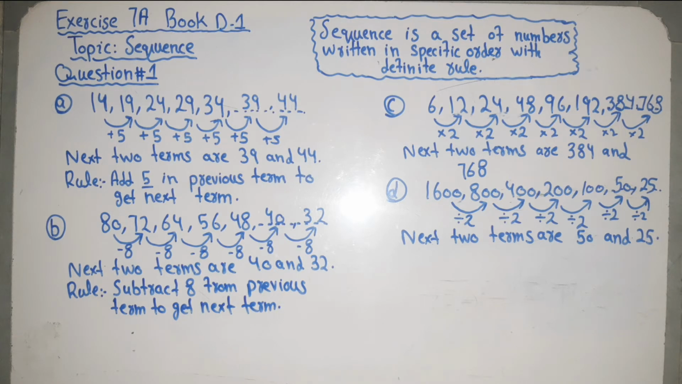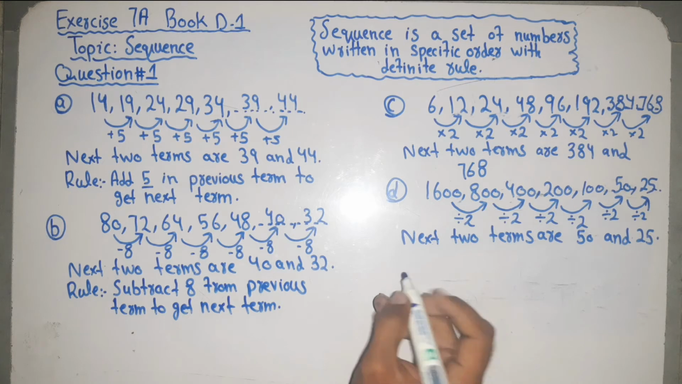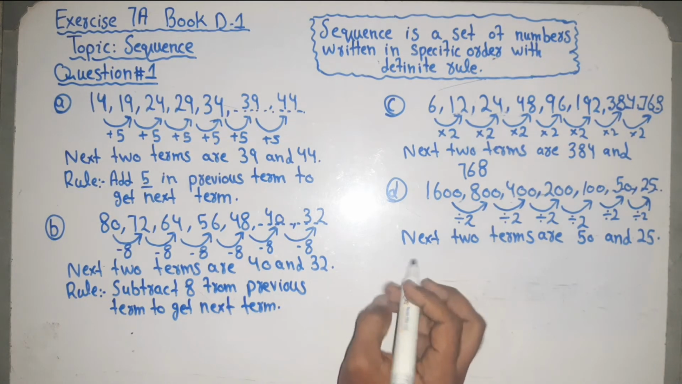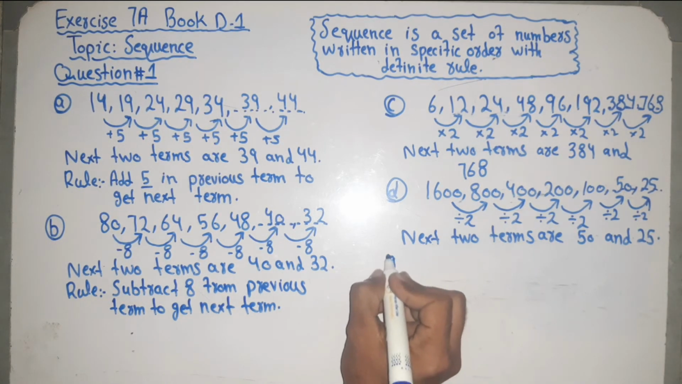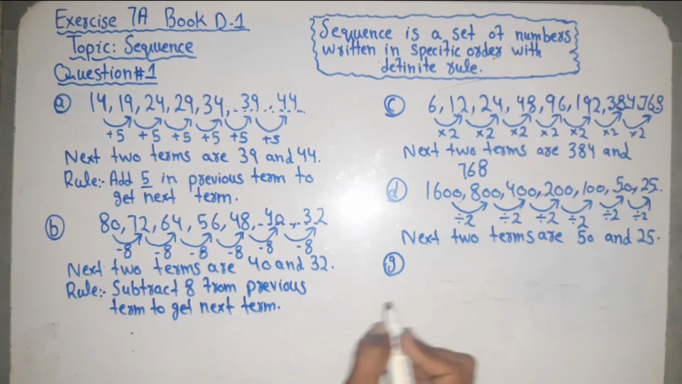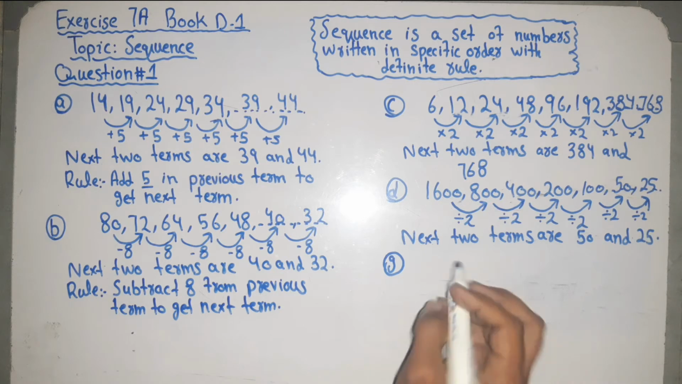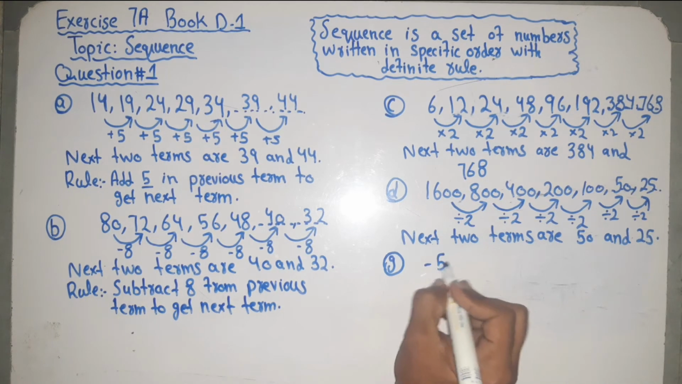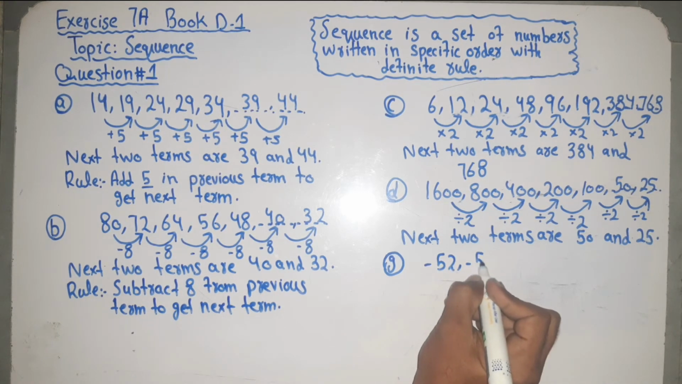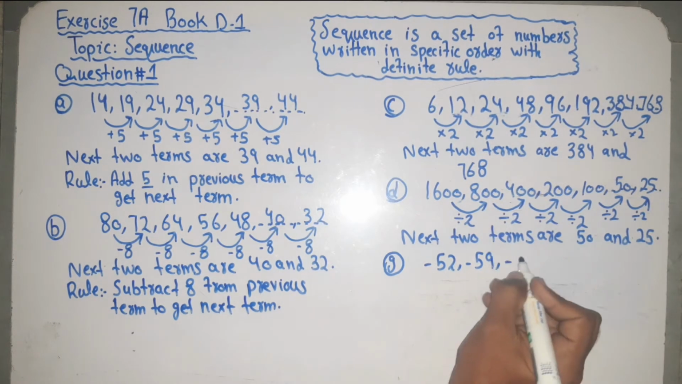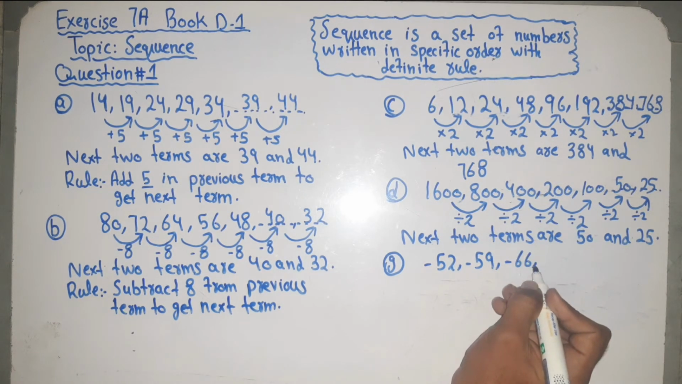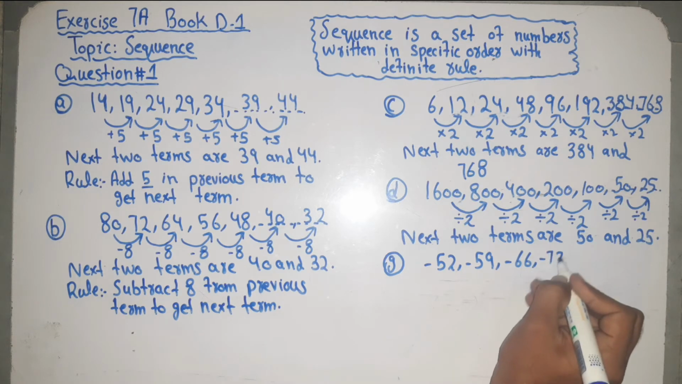So before solving part E and F, first of all we have to solve part G. Part E and F is different, so हम उसको बाद में solve करेंगे. D के बाद हम G part जो है वो solve कर रहे हैं. So in G part we have minus 52, minus 59, and then minus 66, and then minus 73, and minus 80.